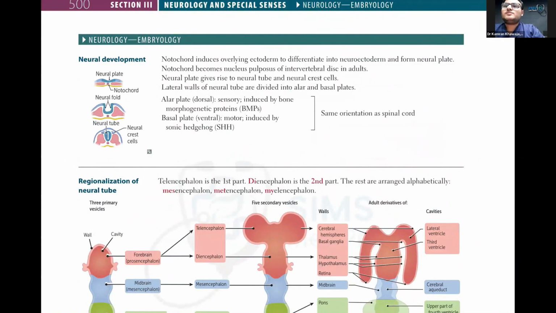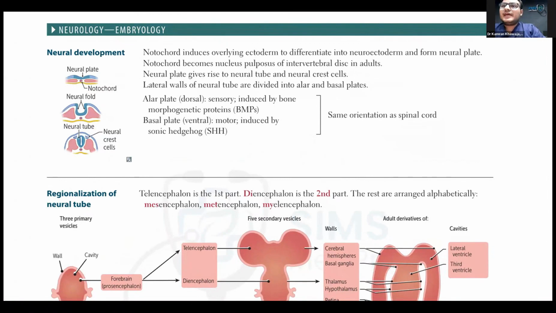What is the alar plate and what is the basal plate? I have shown a picture of the dorsal alar plate, which is very important. It is induced by a specific protein called bone morphogenetic proteins. So the alar plate, which is the dorsal plate, is induced by bone morphogenetic proteins. Remember the words bone morphogenetic proteins. But the basal plate, which is ventral and becomes the anterior horn in the adult structure, is induced by sonic hedgehog genes. So there are specific factors and proteins that lead to the induction phase, leading to molecular activities and the development of the basal plate. This is the process of neural development.